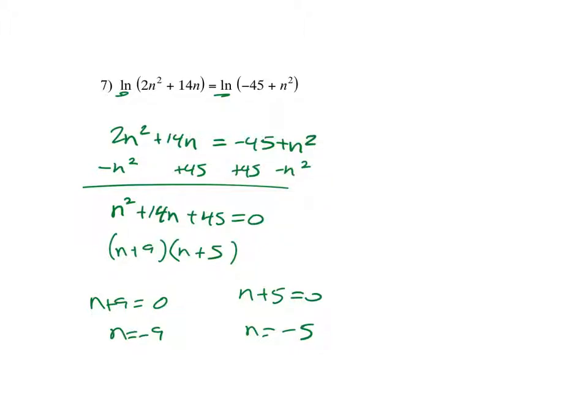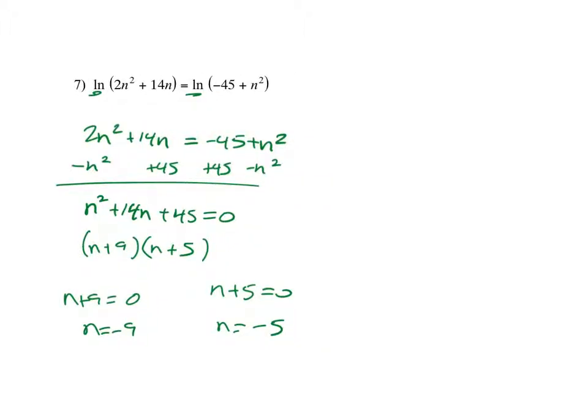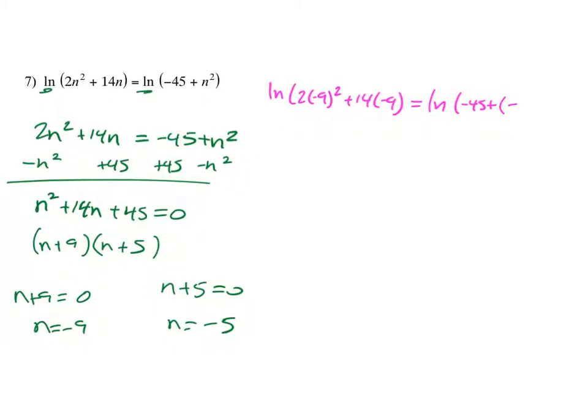Now we're going to check our work. So let's start with n equals negative 9: ln of 2 times negative 9 squared plus 14 times negative 9 equals ln of negative 45 plus negative 9 squared. So this is 162 plus 14 times negative 9, or minus 126, equals the natural logarithm of negative 45 plus 81.